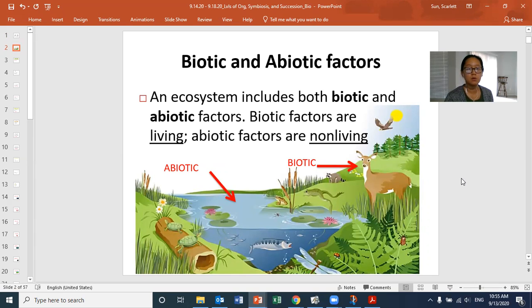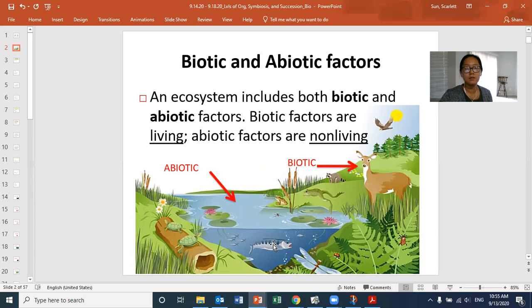So for example, over here, you can see biotic is pointing to the deer, right? The deer is alive and well. It is living, therefore it is biotic. Over here, you can see that abiotic is pointing to the water. Now, is water or has water ever been alive? No. Therefore, it's abiotic.